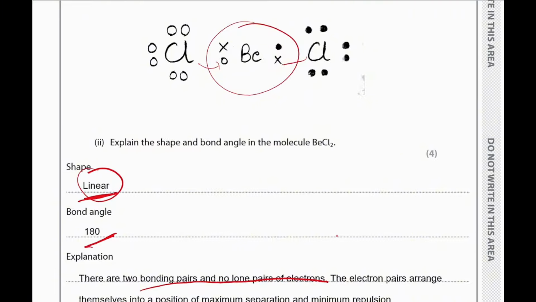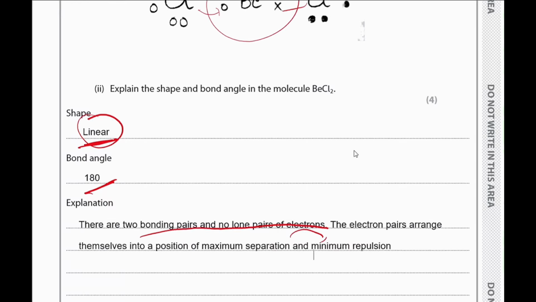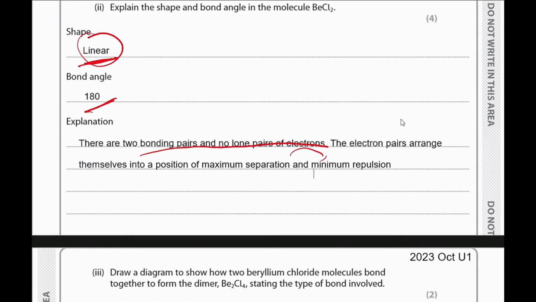And why does the linear shape happen? Because when there are 2 bonding pairs and no lone pairs, the electron pairs can arrange themselves in a linear way so that they experience maximum separation, which results in minimum repulsion between them, according to VSEPR, valence shell electron pair repulsion theory.